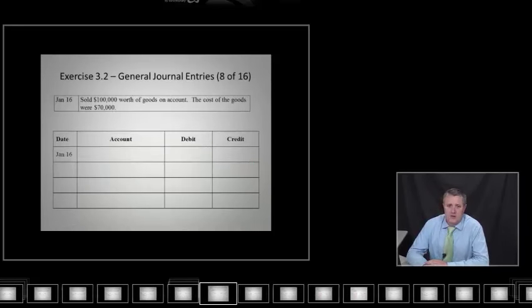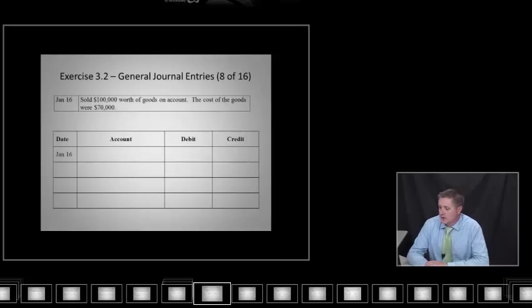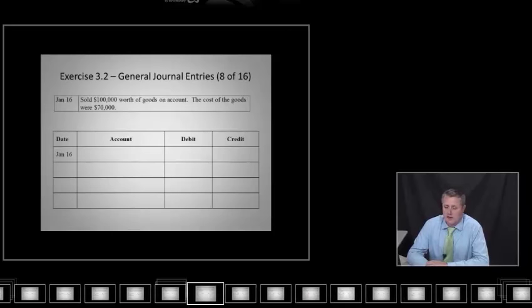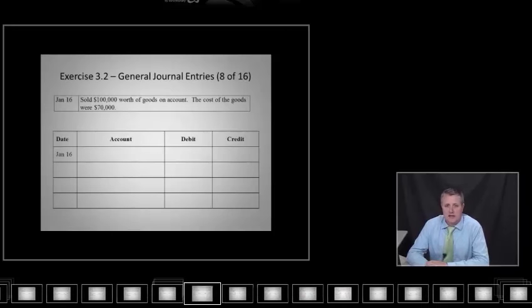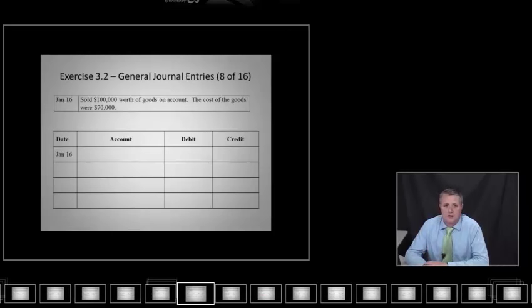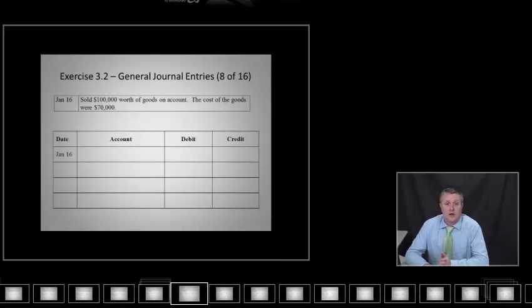Next up, on January 16th, we sold $100,000 worth of goods on account. Okay, the cost of the goods were $70,000. The only difference between this transaction and our previous sales transaction is the fact that instead of selling the goods for cash, now we are selling the goods on account. So we're extending our customer credit.